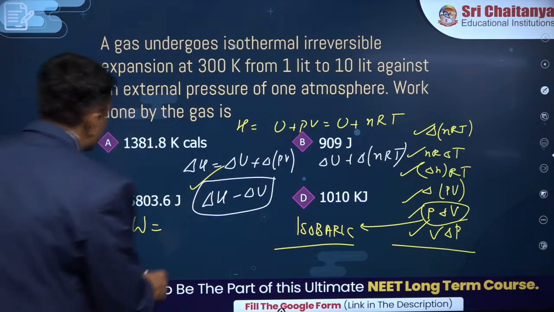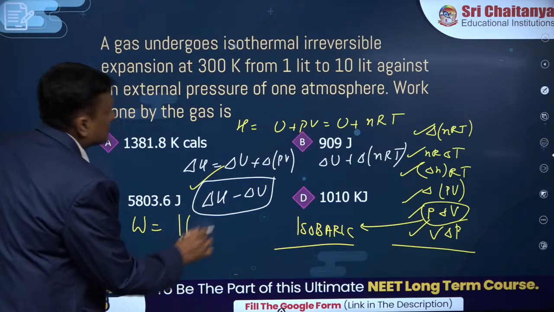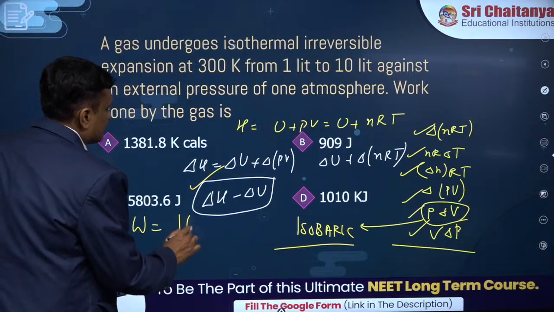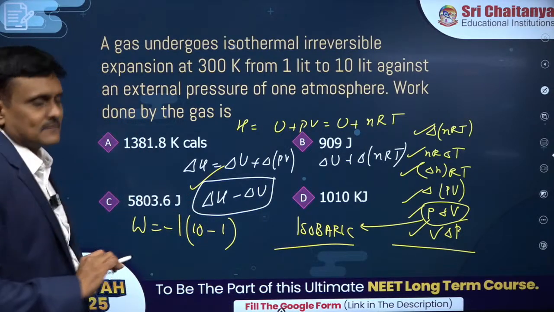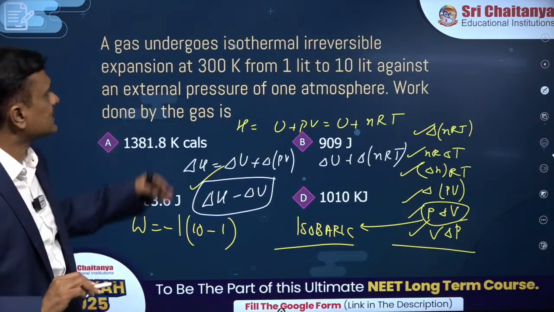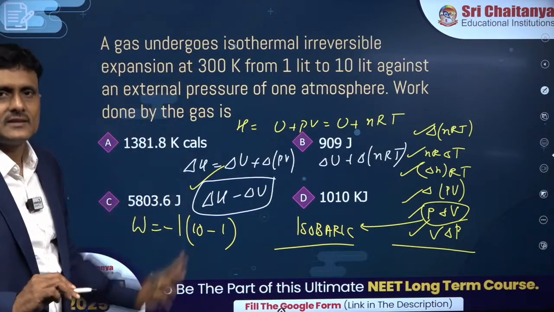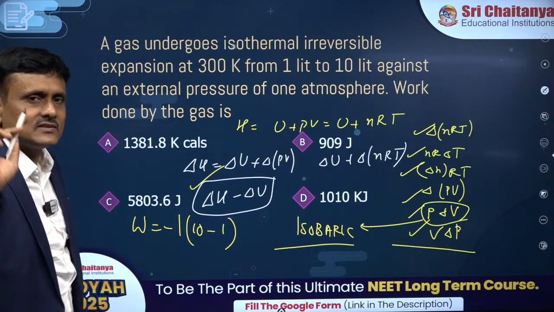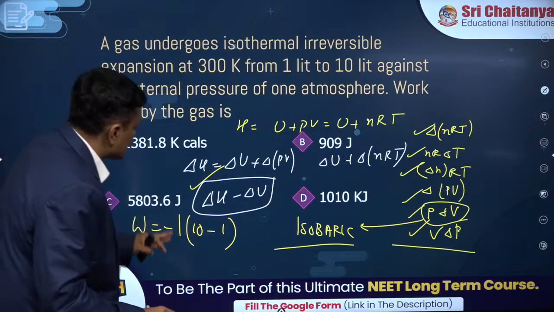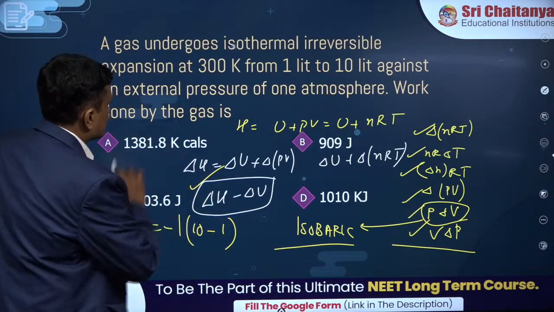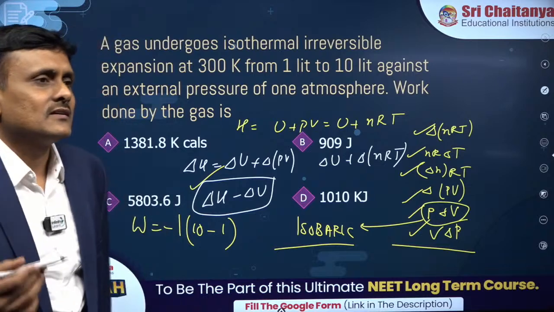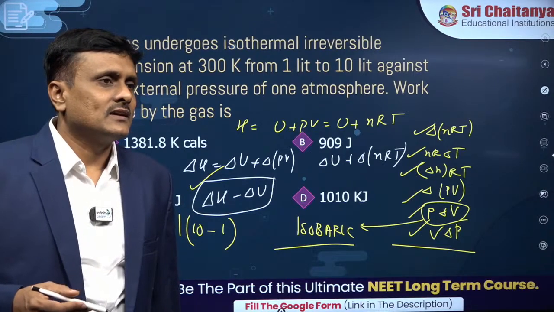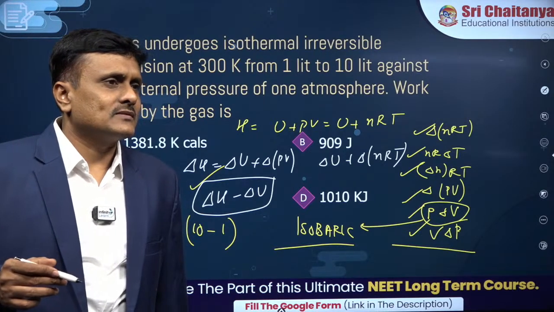So in that case, W equal to P into dV, V2 minus V1. However, the sign would have been given negative because it is expanding from 1 liter to 10 liter. Expansion work is negative in chemistry. So this is in atmosphere, this is in liter, answers are in calorie, so you have to convert that into calorie.